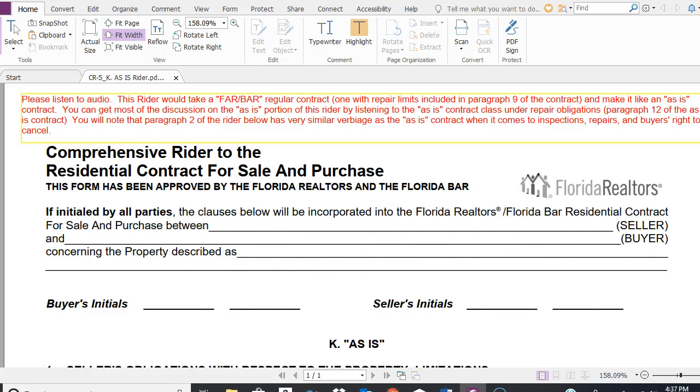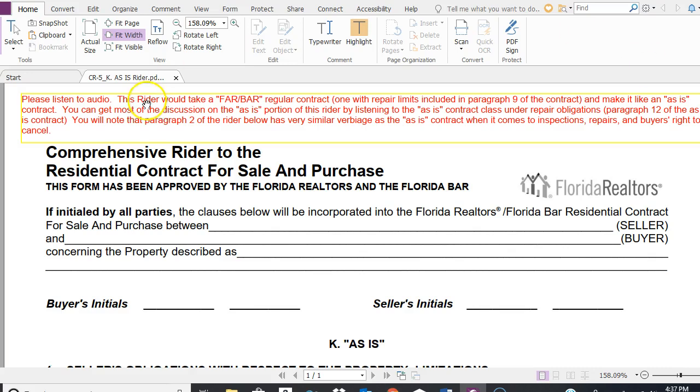There are times when you may be in a situation where the FARBAR regular is being used. The difference as far as inspections and repairs are concerned is that the FARBAR regular does have repair limits that the seller is obligated to. We will probably load a class called the FARBAR regular and at least make sure we note the areas in which it differs from the FARBAR as-is, which is basically this one section. That being said, if you have the FARBAR regular and someone wants to add the as-is or amend it to make it as-is, then this is the form you would use.